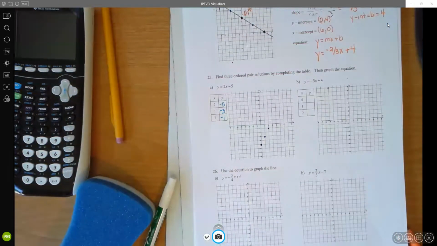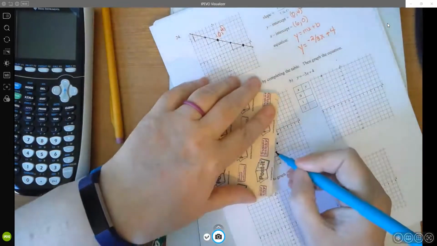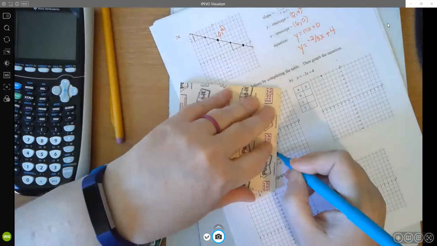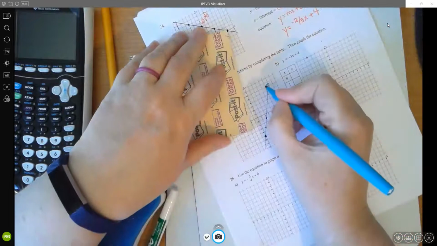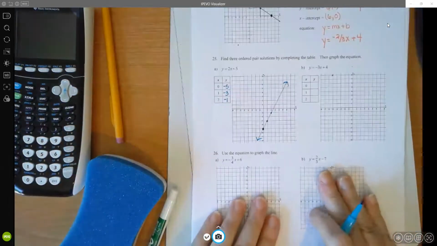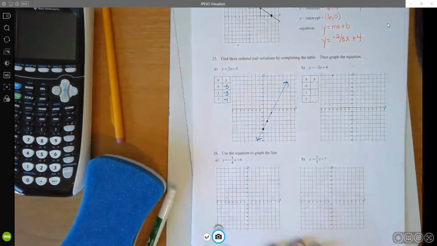Did I bring... got to check my bag of goodies. Again, I'm taping this during quarantine, so I don't necessarily have all of my stuff from my office. I don't have my straight edge, but I can make do with a Post-it note. There we go, and I've drawn my line.